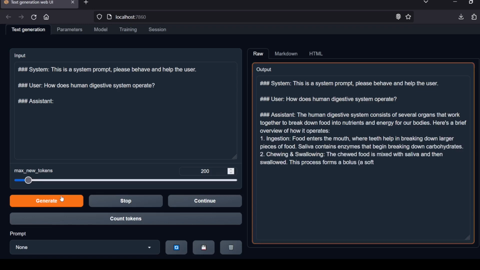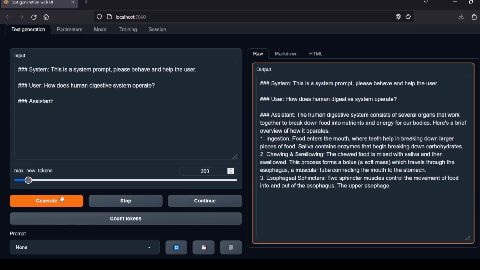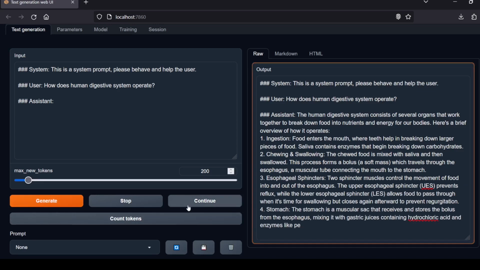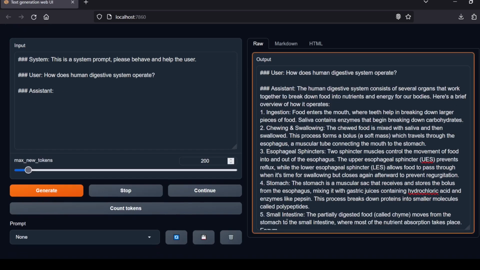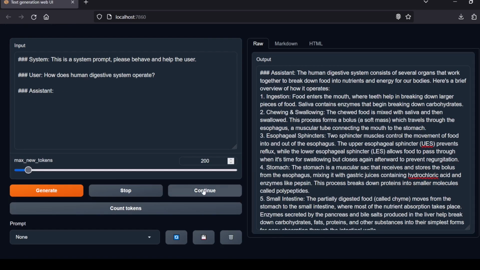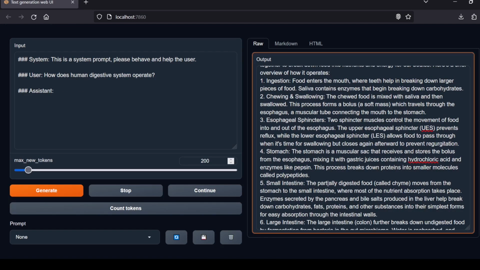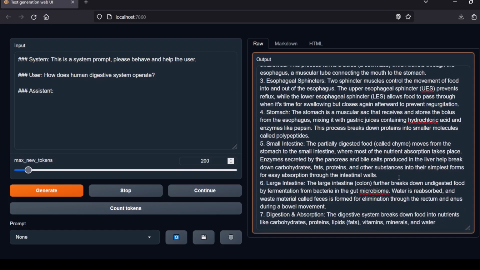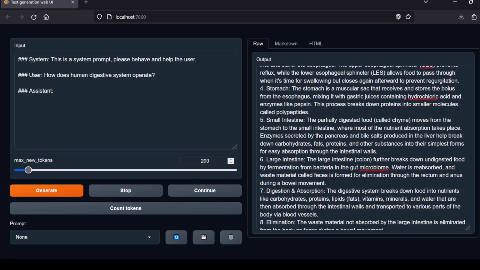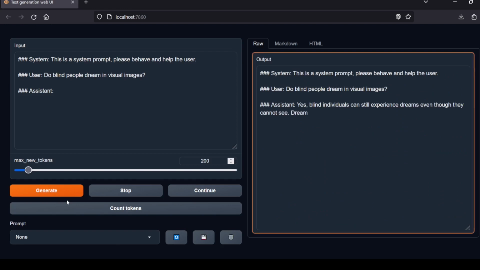The response provided an excellent step-by-step overview of how each organ in the digestive system works together to break down food and absorb nutrients. It covered the key stages of digestion very comprehensively. Local lab rating. Pass. Next question. Do blind people dream in visual images?